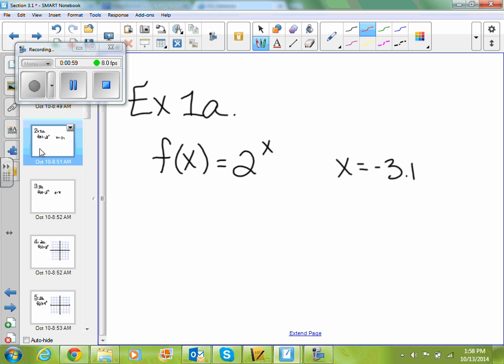Okay, so we look at f of x equals 2 to the x, and then we're told that x equals negative 3.1. We're going to evaluate this exponential function. So f of negative 3.1 equals 2 to the negative 3.1 power. And we need to estimate that to 3 decimal places. So in order to evaluate those, you're just going to plug those into your calculator. So hit your 2, hit your caret button, and then negative 3.1.